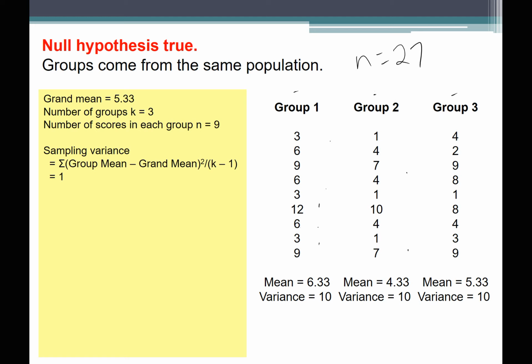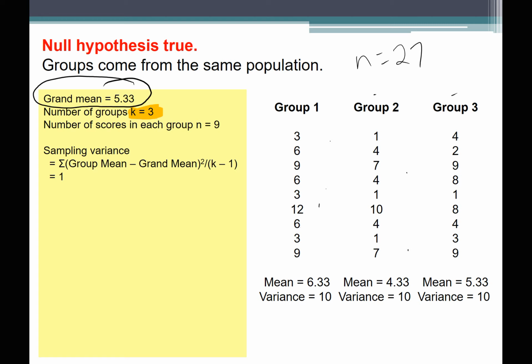Okay, so it's a little cleaner. Okay, so if we were to add up our means and divide by 3, we would get the grand mean, which is equal to 5.33. Here we see our number of groups is 3. And remember, if you think back to that other slide, k equals 3. So then that's related to our degrees of freedom for groups, right? And number of scores in each group, n equals 9.